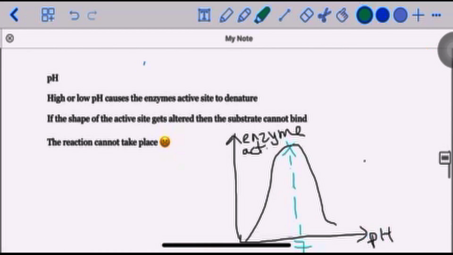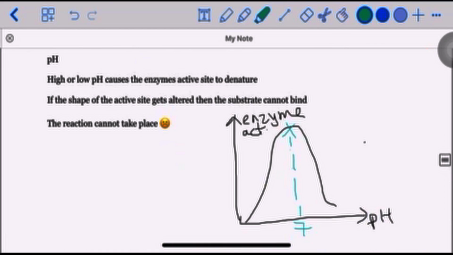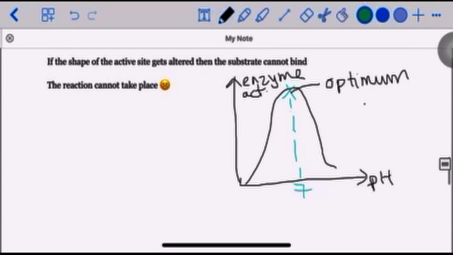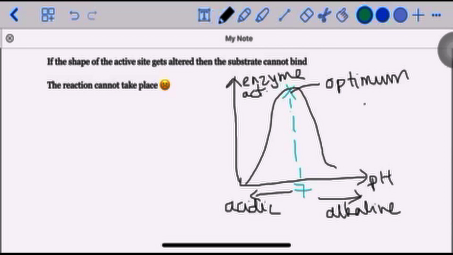For pH, like I said, when it is above or below, here we have marked the optimum pH. For most of the cells, the optimum pH is 7. If it is below 7, that means it goes to an acidic pH. If it is above 7, it goes to alkaline or a basic pH. So most of the body enzymes work at a pH of 7, except for the enzymes that work in the stomach. The stomach is acidic due to the presence of HCl, so stomach enzymes work well at pH 2.